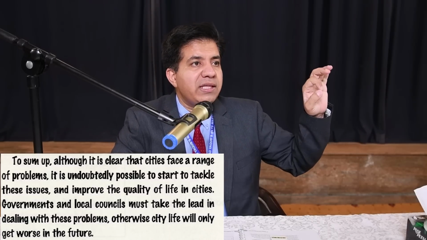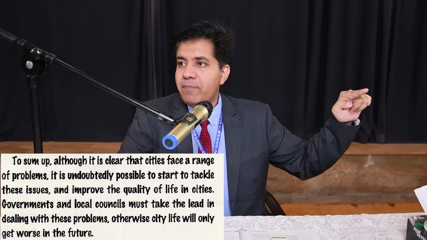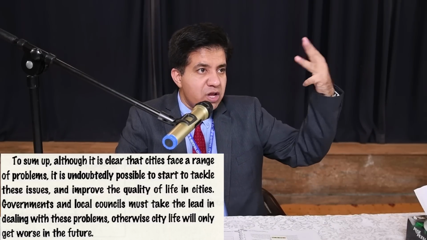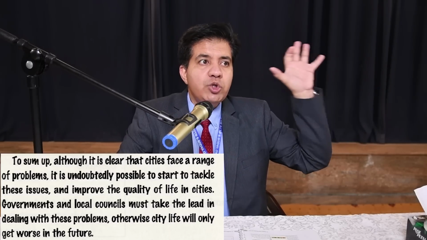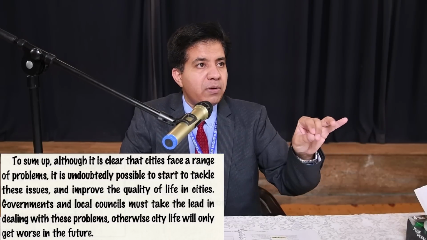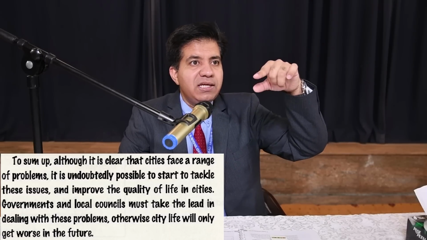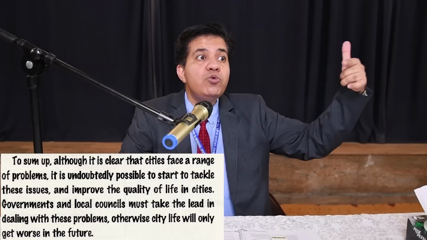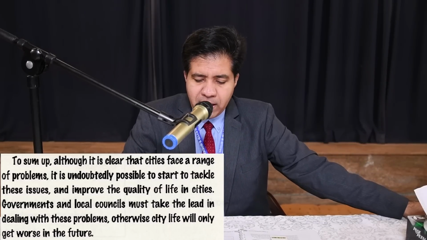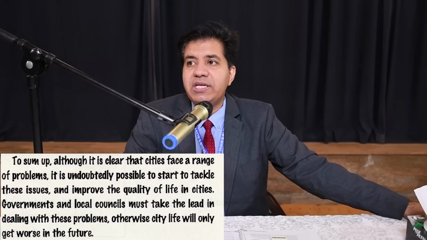If you don't want to do it like this, then you can do one thing. You can paraphrase the causes of the problem, the 3 problems which you mentioned in 3 paragraphs. In one sentence, for example, they mentioned here that cities face a range of problems, then talk about the first problem, second problem, and then you can write one sentence about the solution, paraphrasing the solutions, right? Okay, government and local council must take the lead in dealing with these problems. Otherwise, city life will only get worse in the future.